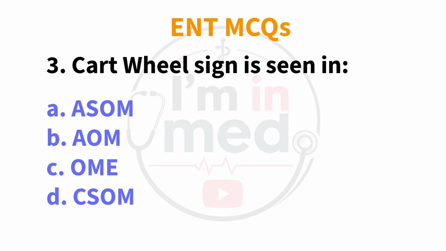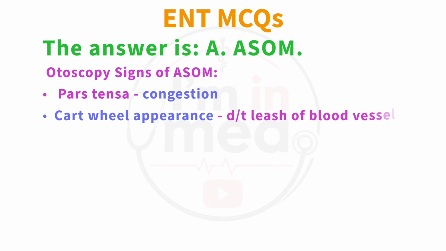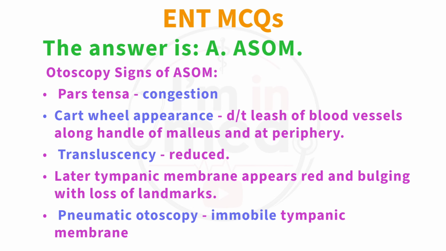Cartwheel sign is seen in: A. ASOM, B. AOM, C. OME, D. CSOM. The answer is ASOM. Otoscopy signs of ASOM: there is congestion of pars tensa. A leash of blood vessels appears along the handle of malleus and at the periphery, giving it a cartwheel-like appearance. Translucency is reduced. Later the tympanic membrane appears red and bulging with loss of landmarks. The tympanic membrane is immobile on pneumatic otoscopy.